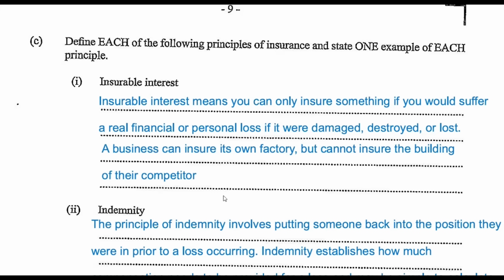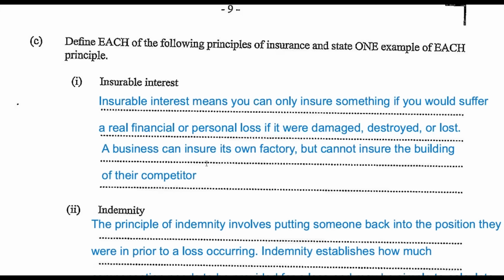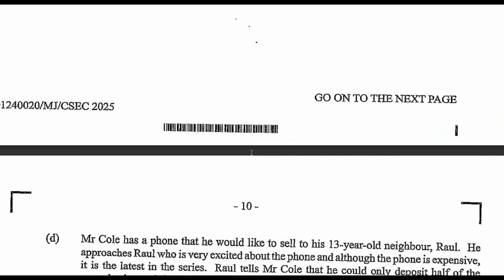But the principle of indemnity, however, goes on to say that this involves putting someone back into the position they were before the loss happened. So indemnity establishes how much compensation needs to be provided for a loss and may be simple to calculate in certain situations. Alright guys, there we have both insurable interest and indemnity being defined. Time for us to move on to part D.